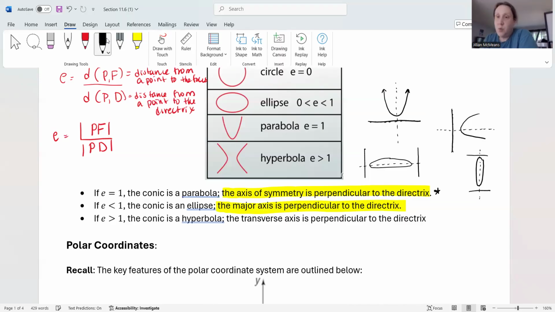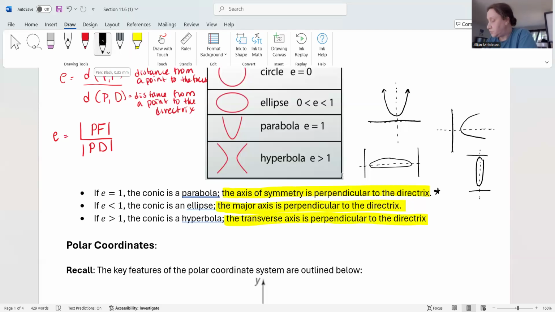Okay, so when you're dealing with an ellipse, the major axis, the one that contains the vertices, the one that contains the foci, it's going to run perpendicular to the directrix. And then finally, if e is greater than 1, we know that we're dealing with a hyperbola. But even more important, the transverse axis is perpendicular to the directrix.